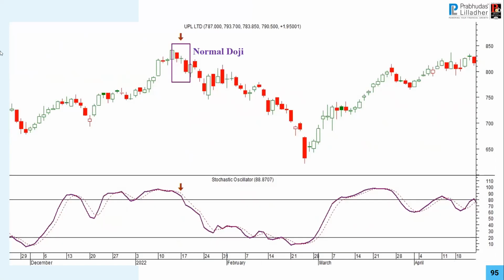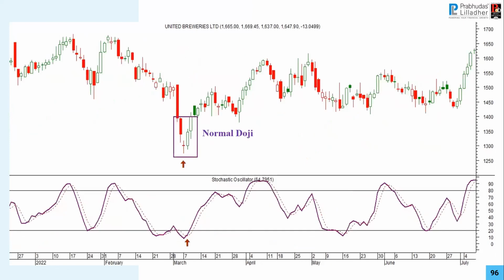Here we go. With the doji on top, we see that the stock is showing exhaustion at the higher levels and we see the downward journey coming in. Similarly, with the doji for a reversal of a bearish trend, we see support coming from the stochastic, and from there on, we see a reversal. So again, a decent up move coming in.